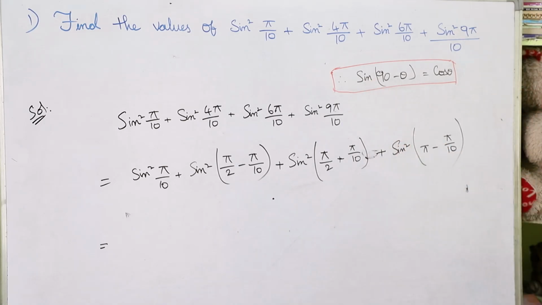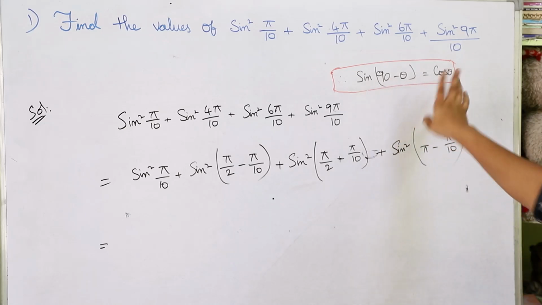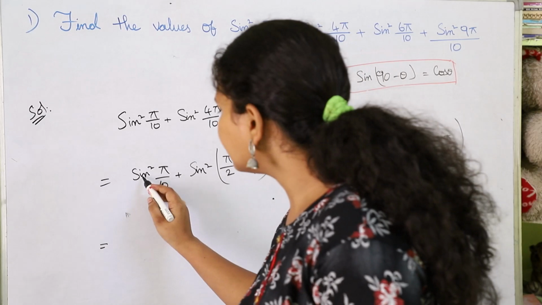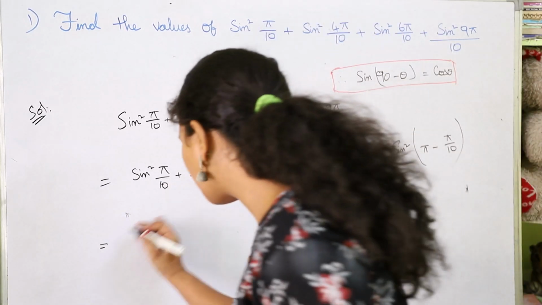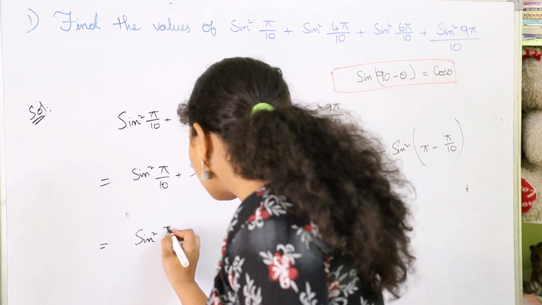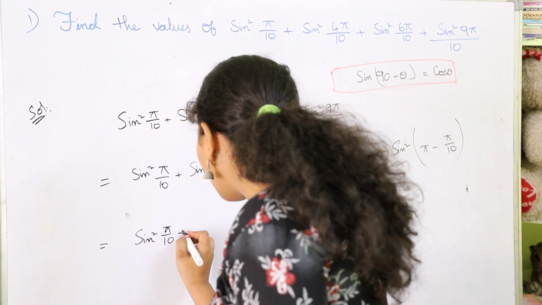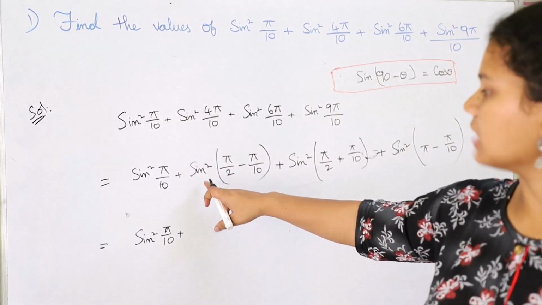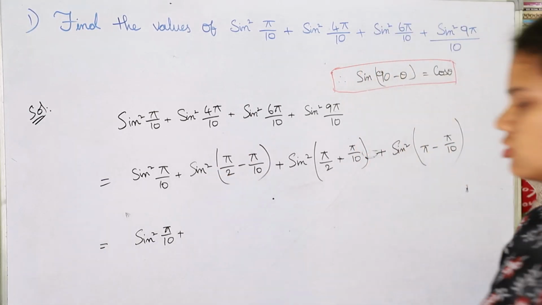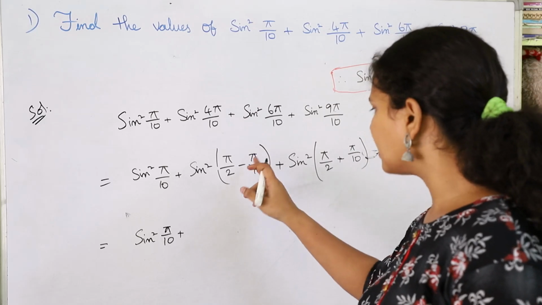So here you have the very first identity, where sin 90 minus theta equals cos theta. By using this, I am going to write over here: sin square pi by 10 as it is, plus sin square, let's keep the square aside, so sin square of pi by 2 minus pi by 10.